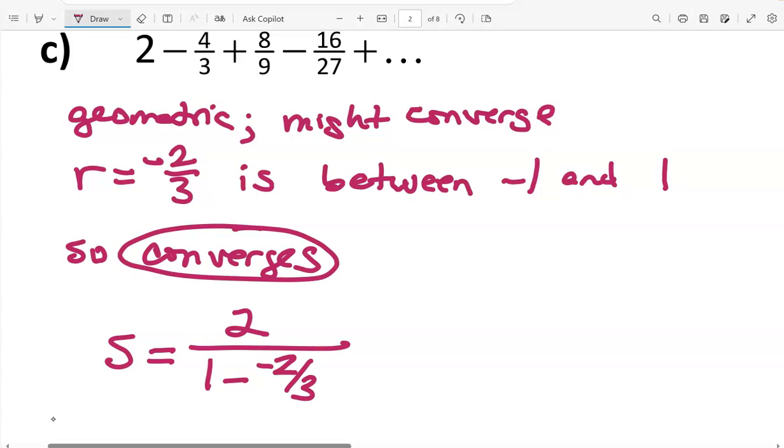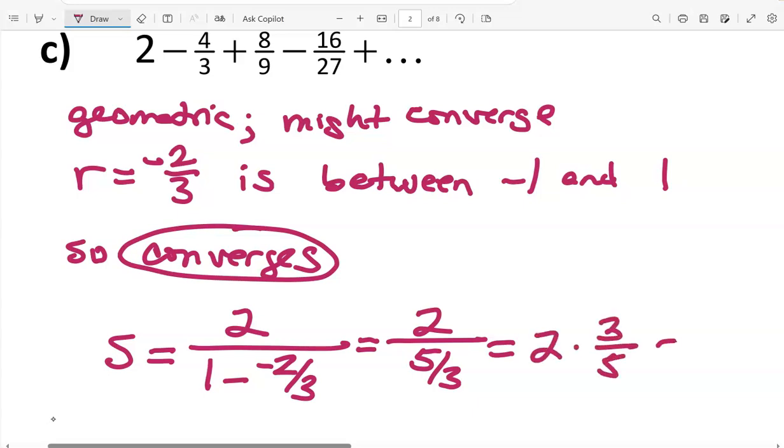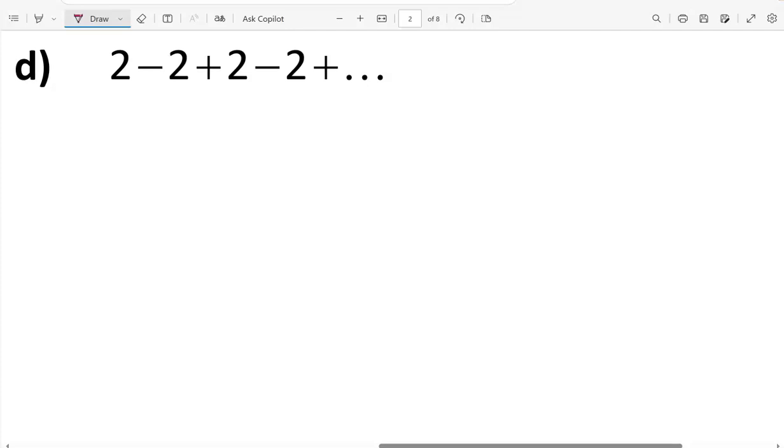Be careful with that. We're subtracting a negative. So that sum is 2 divided by 3/3 plus 2/3, which is 5/3. And 2 divided by 5/3 is the same as 2 times 3/5, which gives us a result of 6/5 for the infinite sum.